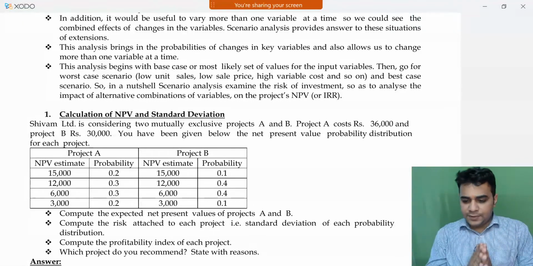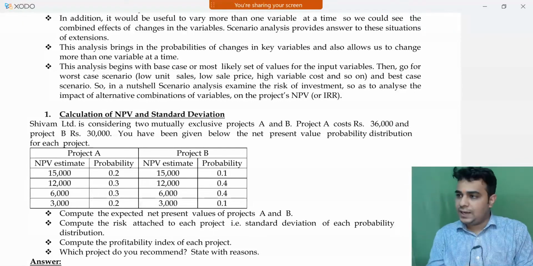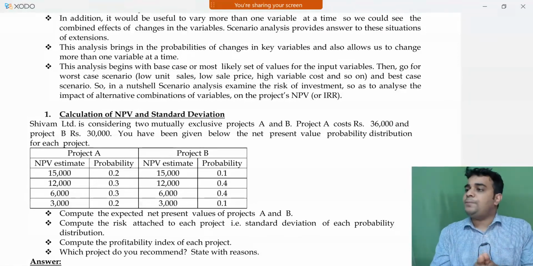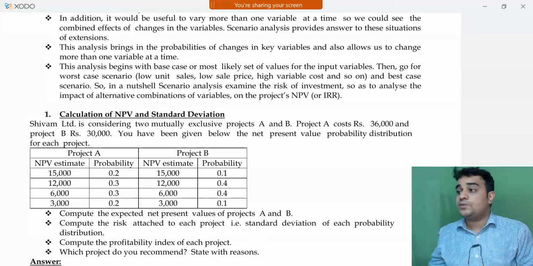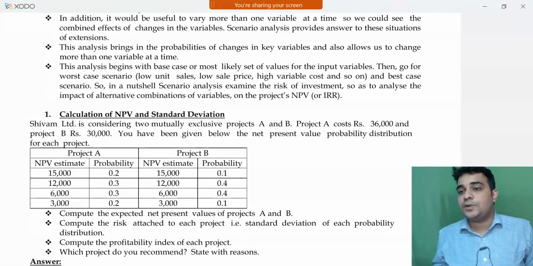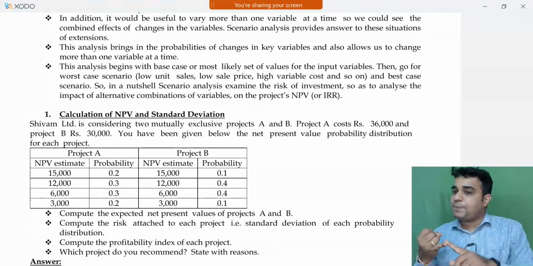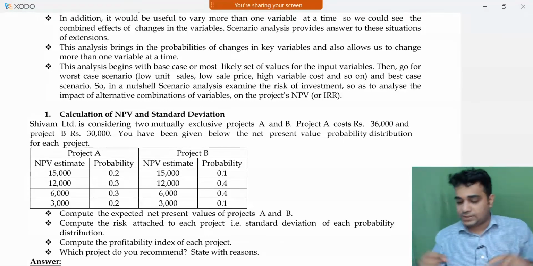Now, let me first explain this question. In this question, NPV has been given, probabilities have been given. The same type of problem you may do in a second or third question where NPV may not have been given. You'll have to calculate NPV and then follow this approach. So we are required to calculate expected NPV and standard deviation. So there's a format to do this.